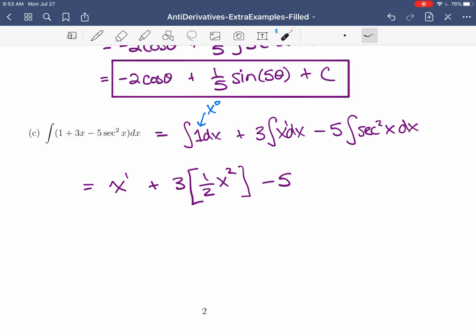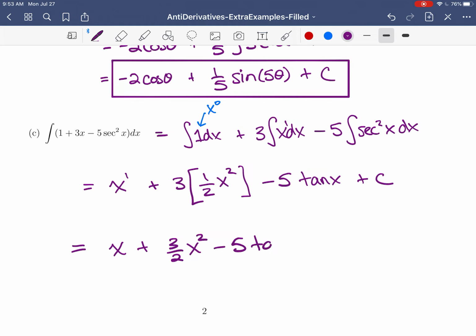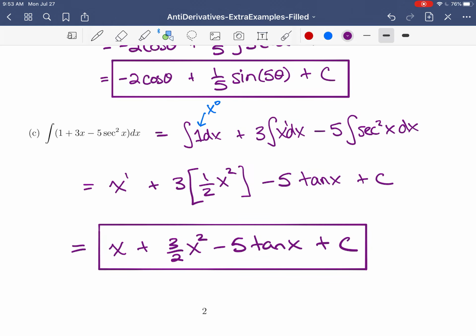Now I want to know what has derivative secant squared x. Now I know that this is tan of x. The derivative of tan of x is secant squared. So that's going to be minus 5 tan x, and then I have my plus constant. So then if I just rewrite this, it's going to be x plus 3/2 x squared minus 5 tan of x plus our constant of integration. So that is my infinite family of antiderivatives here.